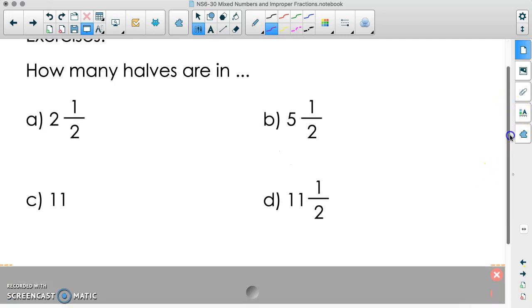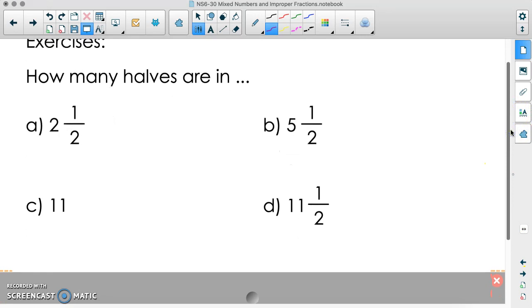So here are some exercises for you to do on your whiteboard. How many halves are in 2 1/2? Remember our trick. You're going to take the denominator, times it by the whole number, which is 2, and then add on the extra piece. So there would be 5 halves. Okay, continue on with B, C, D, and then resume your screencast.